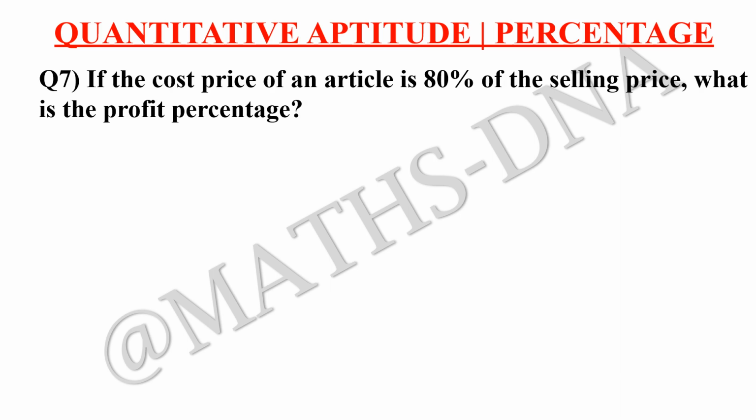If the cost price of an article is 80% of the selling price, repeat the question. If the cost price CP of an article is 80% of the selling price, CP is 0.8 of SP, what is the profit percentage? And the options are A 20, B 25, C 30, and D 35. We need to solve this question a bit.